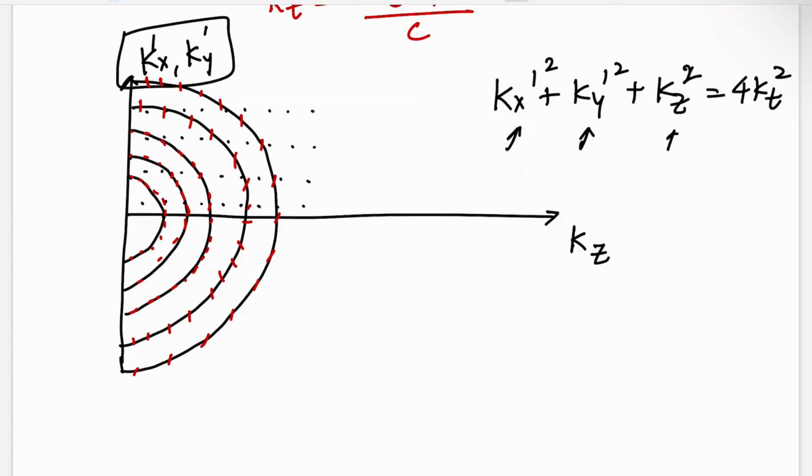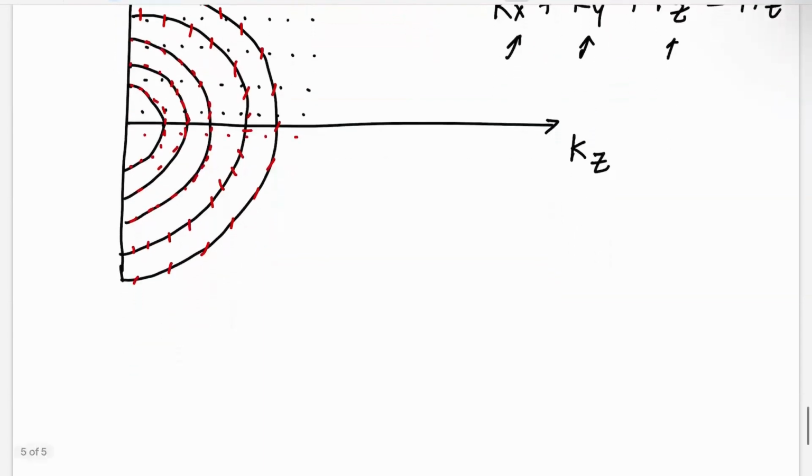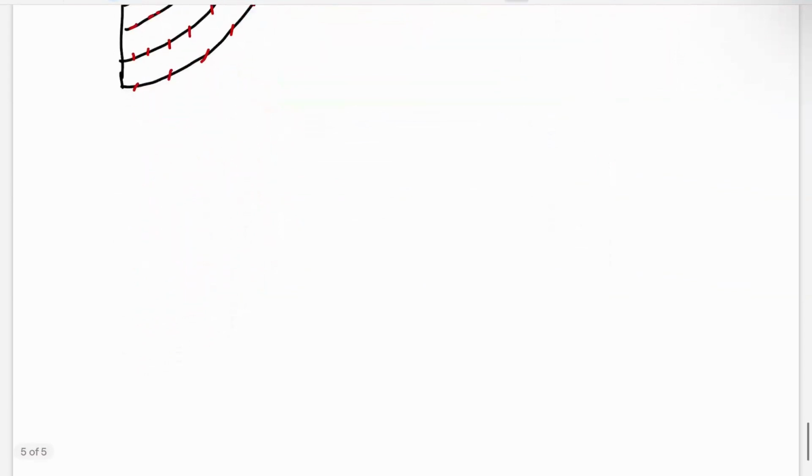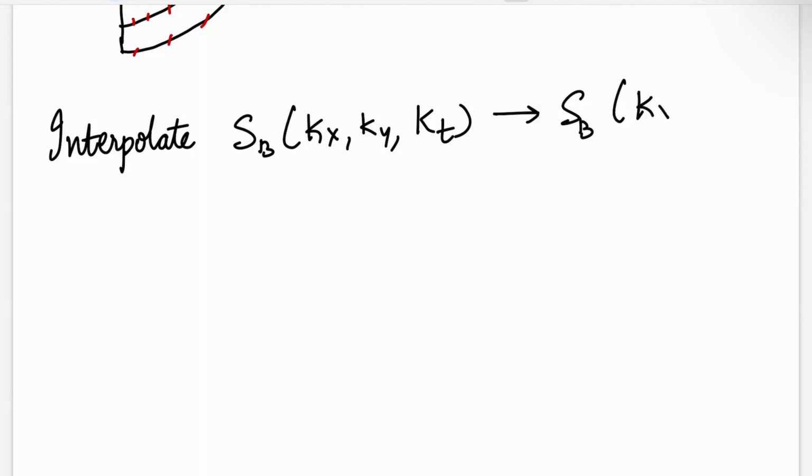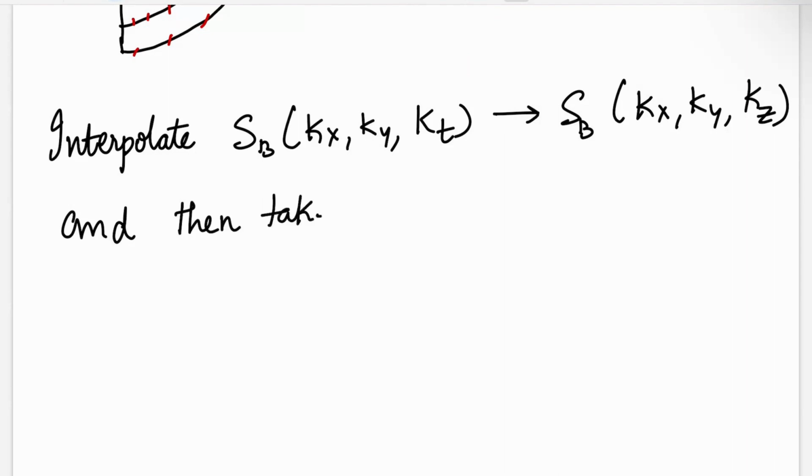So your function capital SB is sampled on this non-uniform grid, which lies on these concentric spheres. And we need to resample it so that instead it lies on a uniform grid in order to apply FFT. Okay, so what do we need to do? We need to interpolate capital SB that's on kx, ky, kt, to capital SB that lies on kx, ky, kz that are uniformly sampled, and then apply a 3D IFFT.